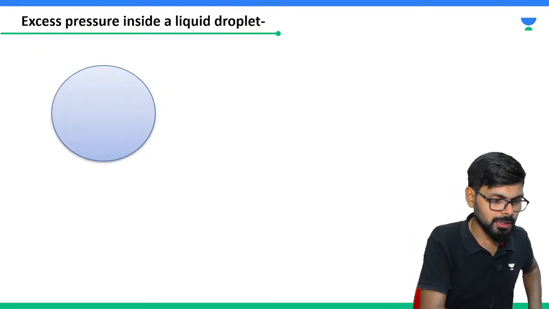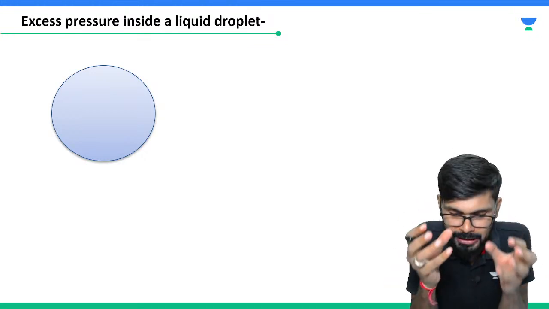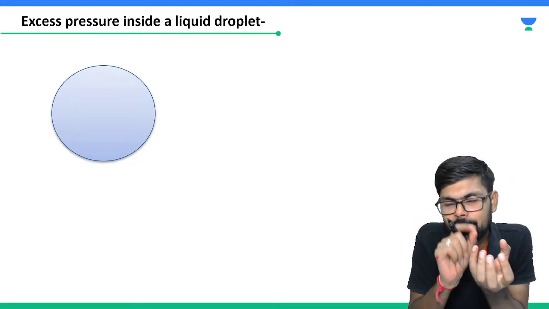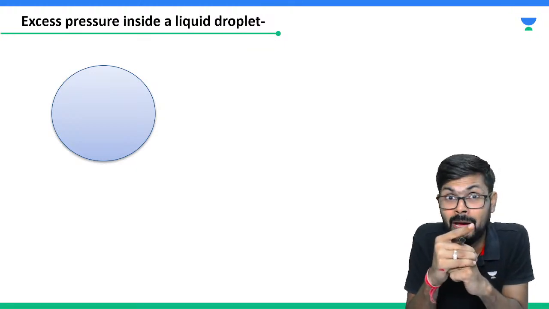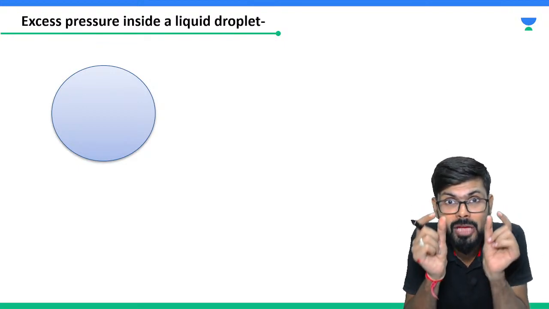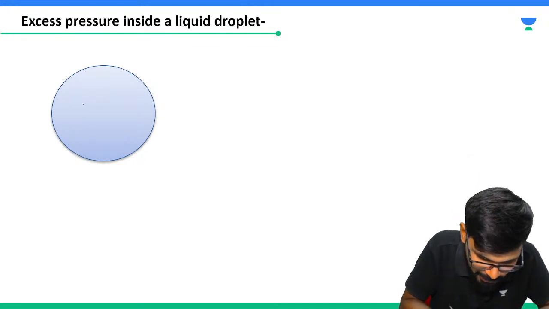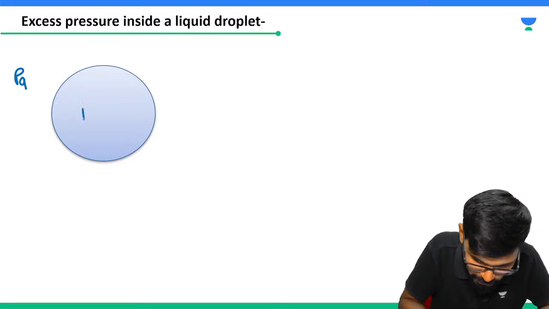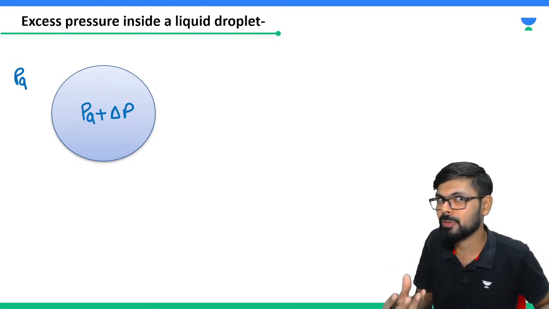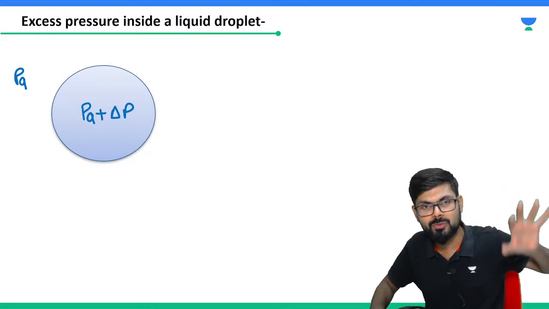Now in last lecture I told you one more thing. If suppose a liquid droplet is there, in that liquid droplet the inside pressure will be somewhat more than the outside pressure. Why? Because of surface tension. Please listen here carefully. Here pressure is PA, so here pressure will be PA plus delta P. I want to find out what this extra P is, because this extra P is going to be balanced by surface tension.